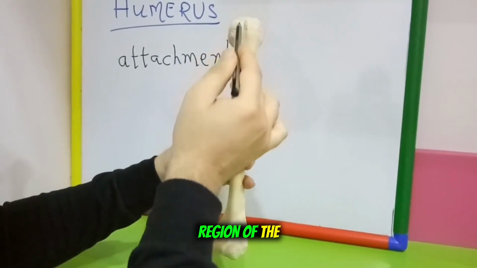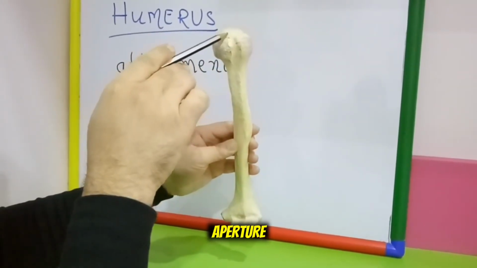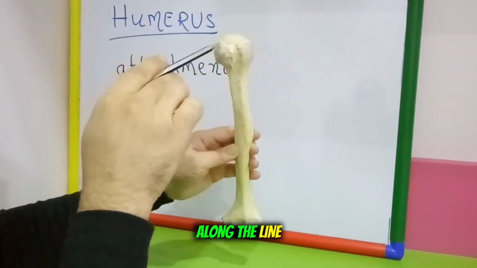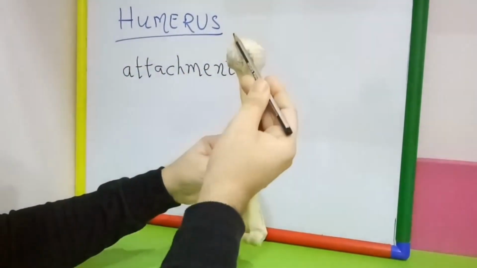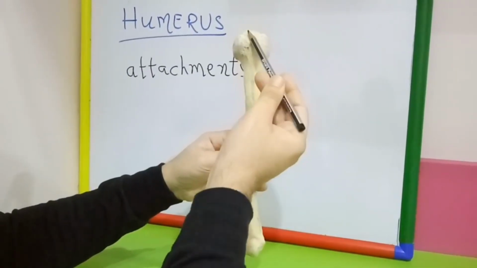Also, in the region of the bicipital groove or intertubercular sulcus, there is an aperture along the line of attachment of the capsular ligament for the tendon of the long head of biceps to pass through.